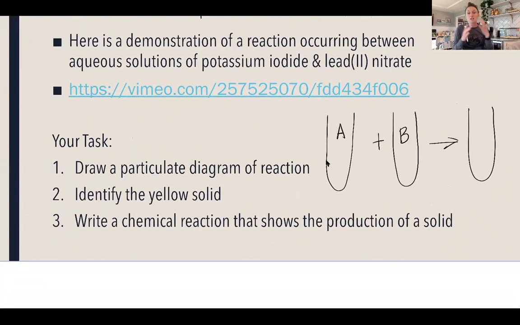Now that can be a double replacement reaction, or if you want to take a stab at writing it as a net ionic equation, you can do that as well. But choose in some way, shape, or form, write me a chemical reaction for what happens. So particulate diagram, identify the yellow solid, and write me a chemical reaction. I will post an assignment on Schoology for you to turn those in.